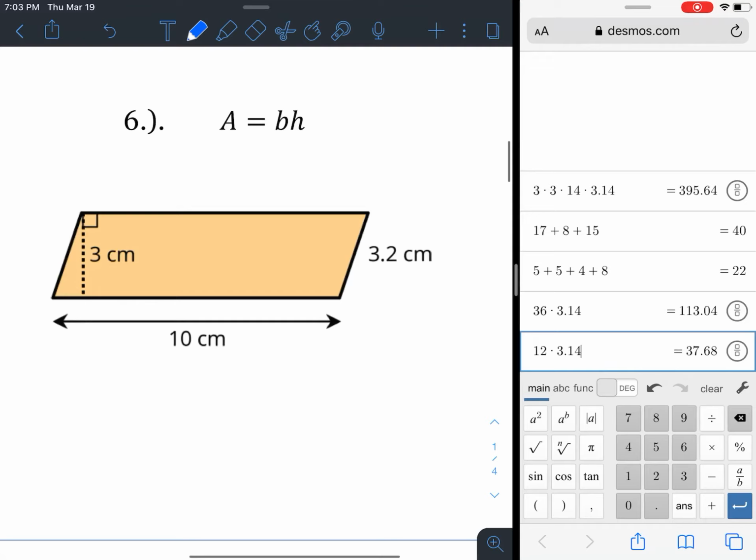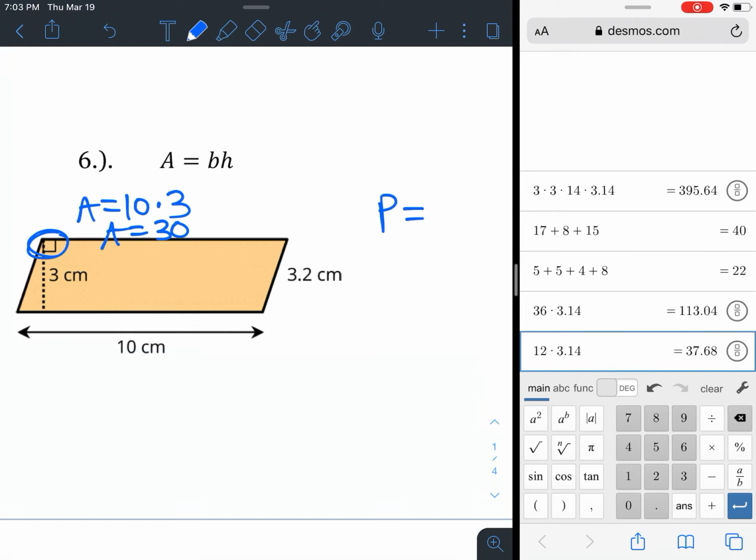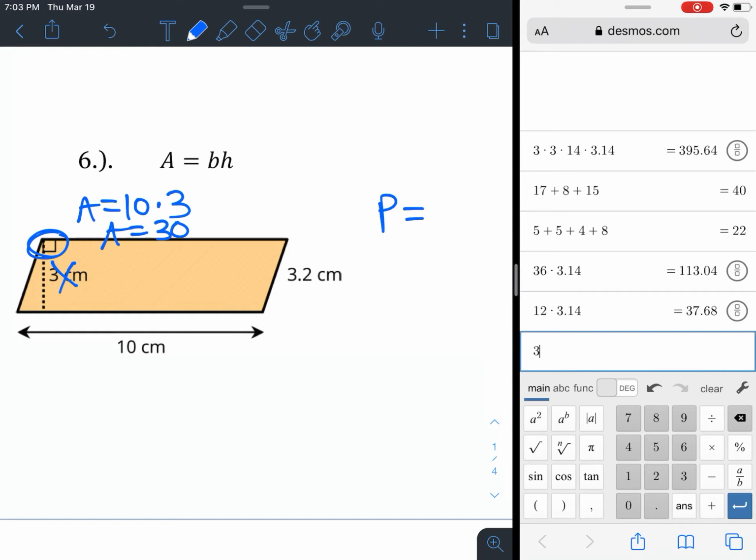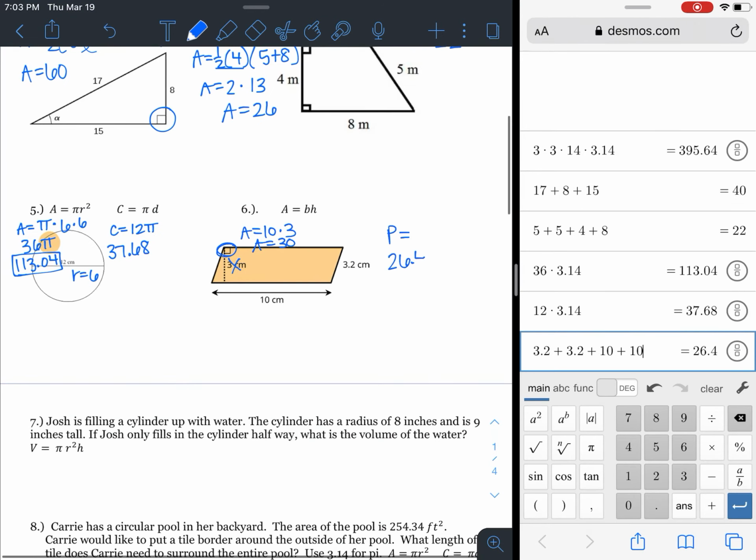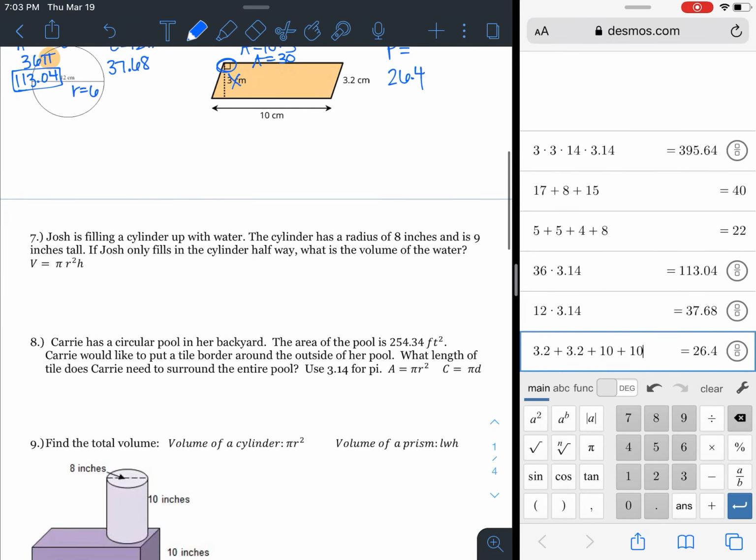Last one here. Area equals, base and height are formed by the 90-degree angle, so 10 times 3, 30. And then the perimeter is the outside, so we don't include 3 for the perimeter, but it still has 4 sides. 2 that are 3.2 and 2 that are 10. So 26.4. Second page. Number 7.